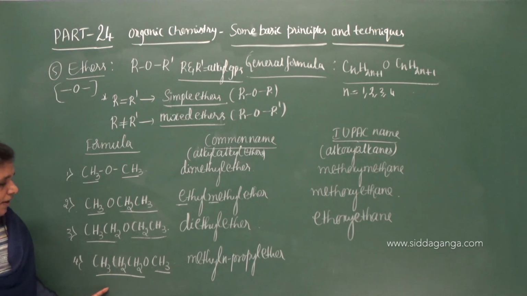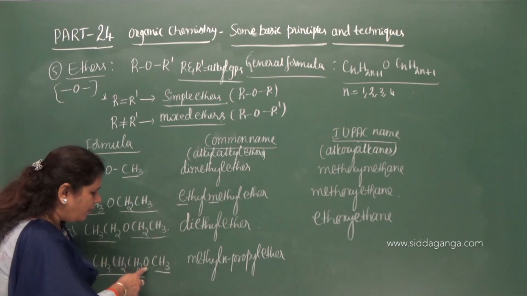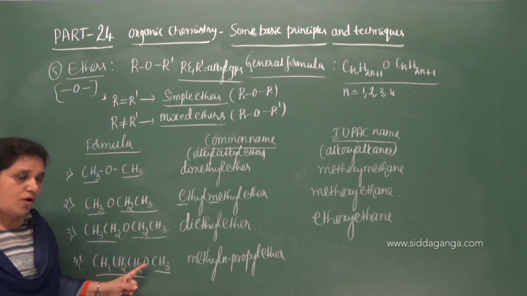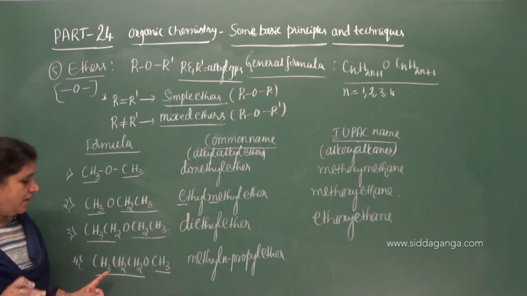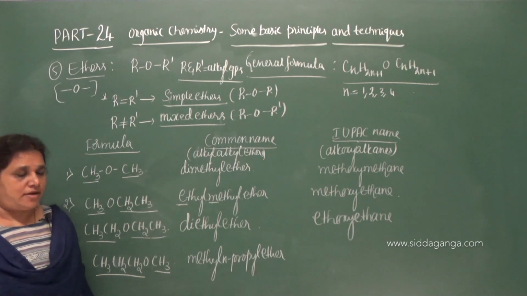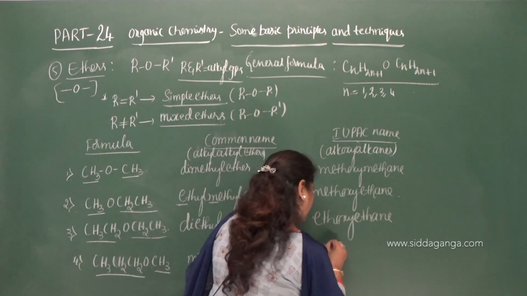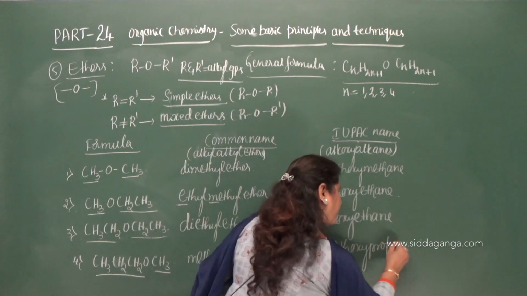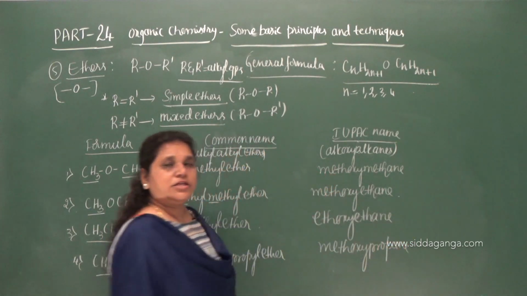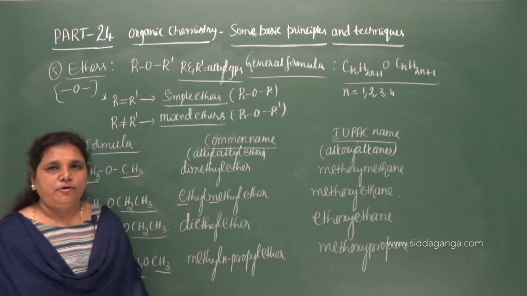Now what is the IUPAC name? Out of propyl and methyl, the methyl group is smaller. Therefore we have to take the methyl group along with the oxygen. Then it will be methoxy. Methoxy, left with the root word with 3 carbon atoms. Whenever there are 3 carbon atoms, what is the name of the alkane? Propane. So then the name will be methoxypropane. Methoxypropane is the IUPAC name of methyl n-propyl ether.